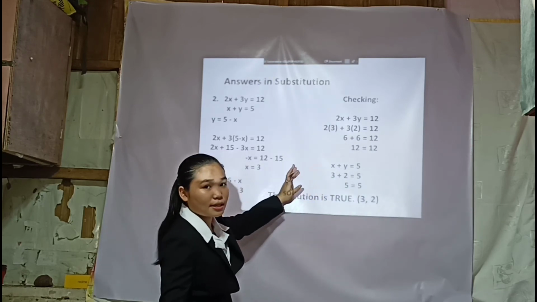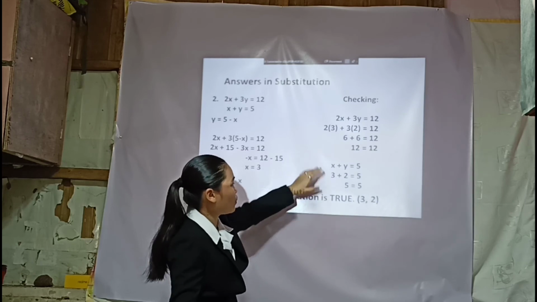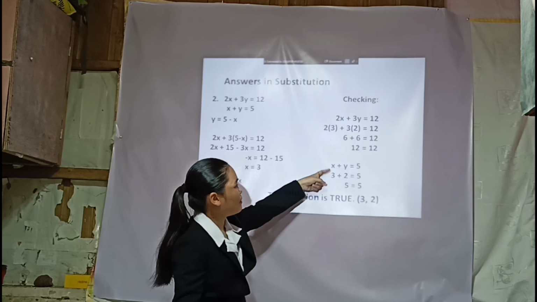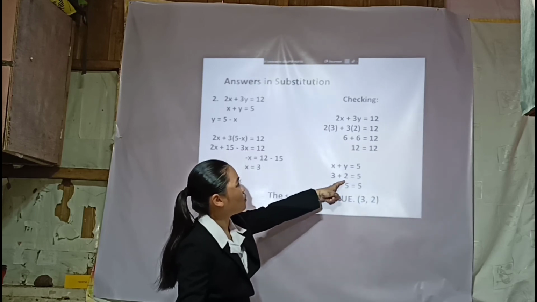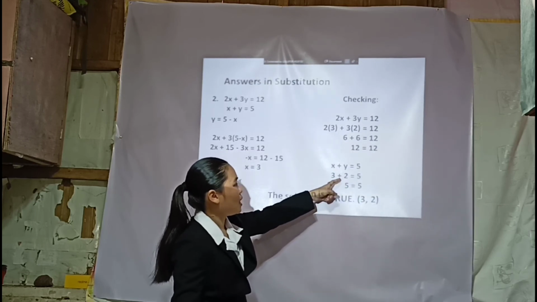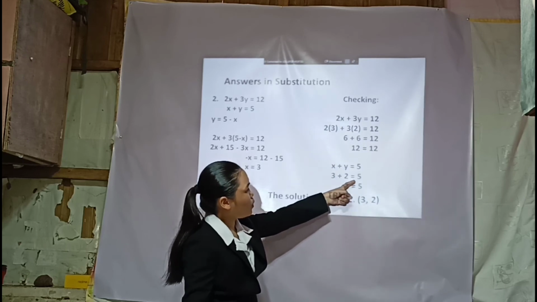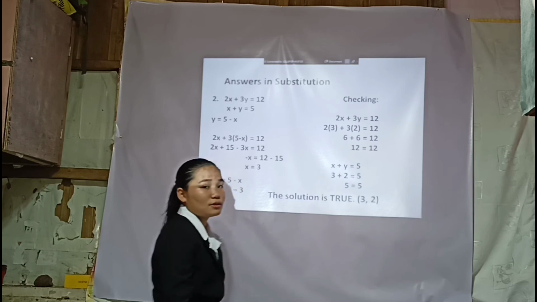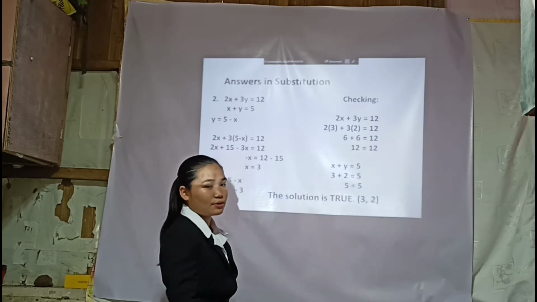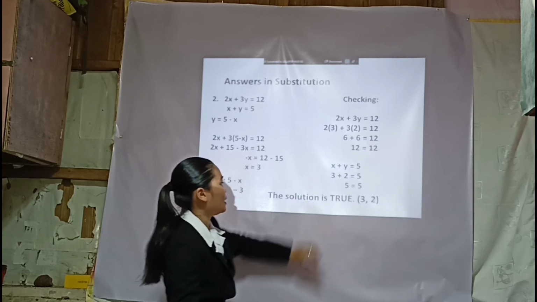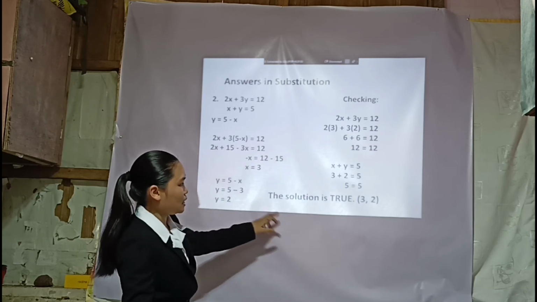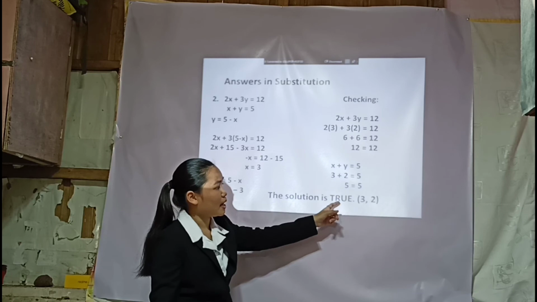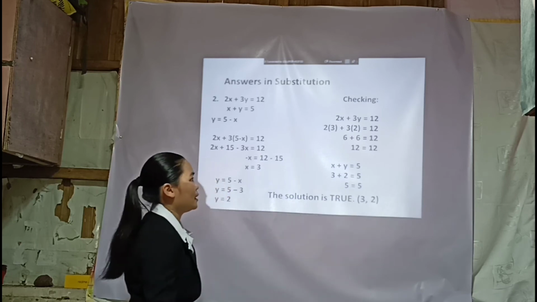So, let's try another equation. x plus y equals 5. So, the value of x is 3 plus the value of y, which is 2, equals 5. So, 3 plus 2 equals 5. So, our answer is correct because it is equal. So, the solution is true. Our answer is 3 for x and 2 for y.